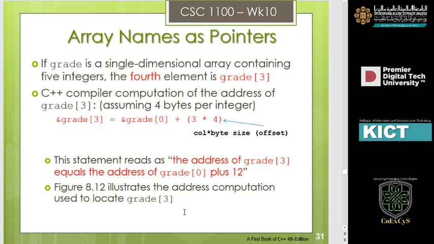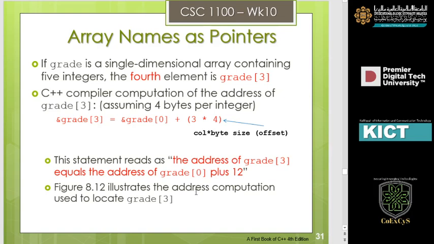Now, if we consider an array, pointers are really good because we can also point to arrays. Arrays are also just addresses in memory. So the question is, how do you actually access a certain array value?